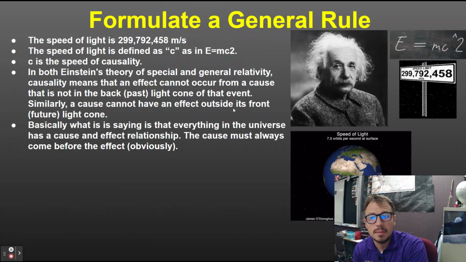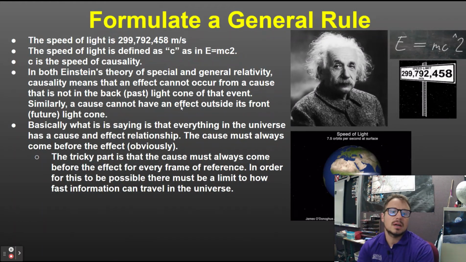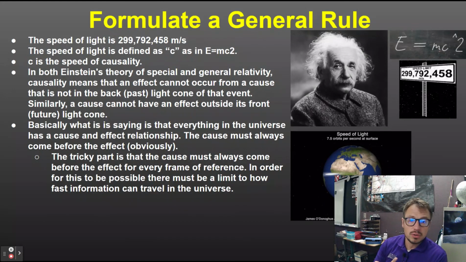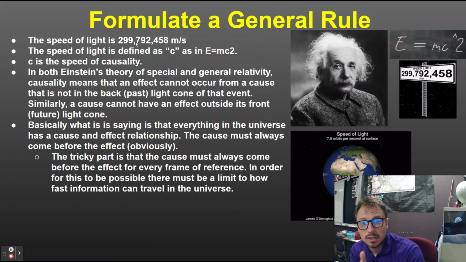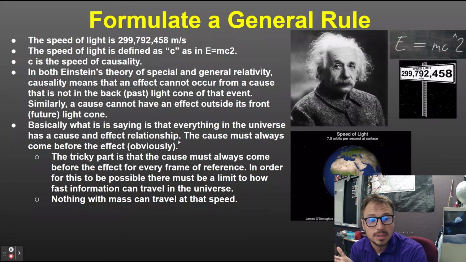That's very complicated, but all that means is that everything in the universe that has a cause and effect relationship, the cause must always come before the effect, obviously. But the tricky part, which comes from relativity, is that the cause must always come before the effect for every frame of reference, right? In order for this to be possible, there must be a limit to how fast information can travel in the universe. So no matter how fast you're going, no matter what part of the universe you're in, every cause must come before every effect, no matter what frame of reference you're in. And you're able to calculate the speed limit that would make that possible. And it just so happens that that's the speed of light.